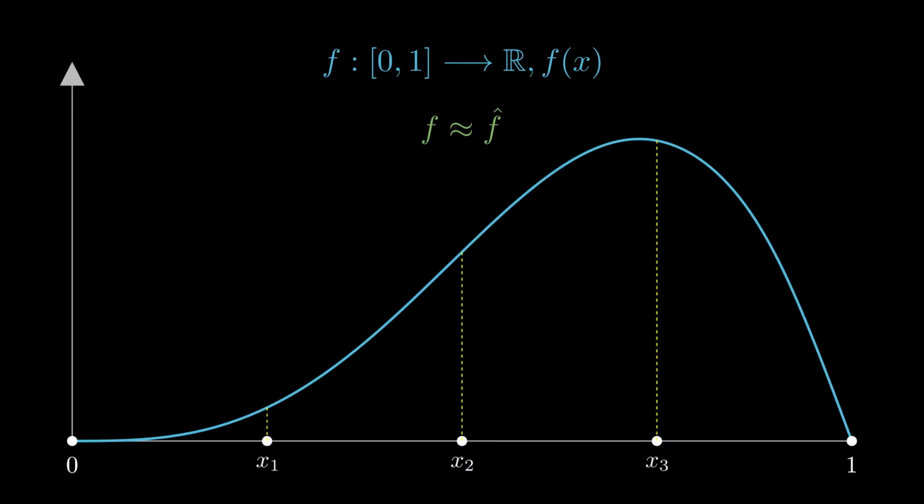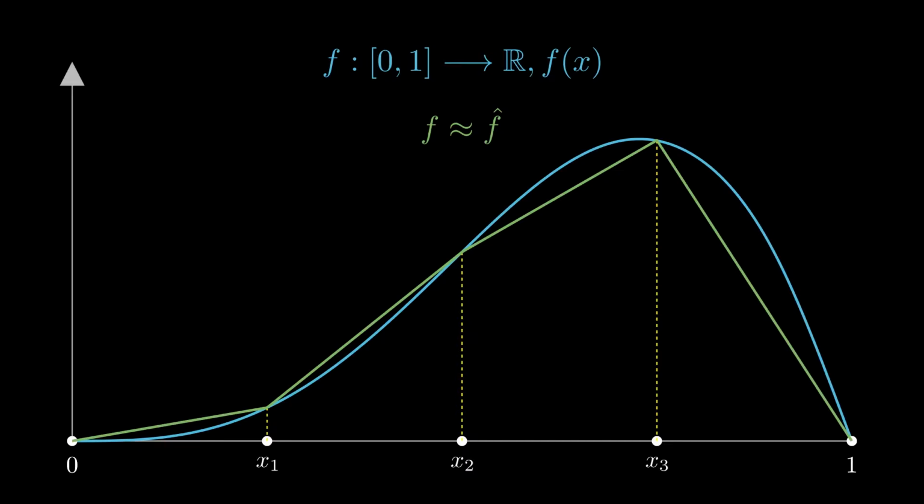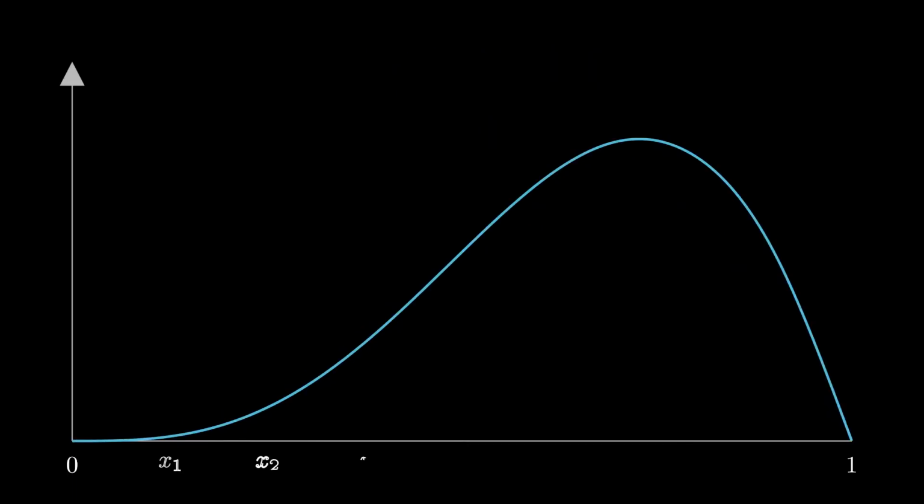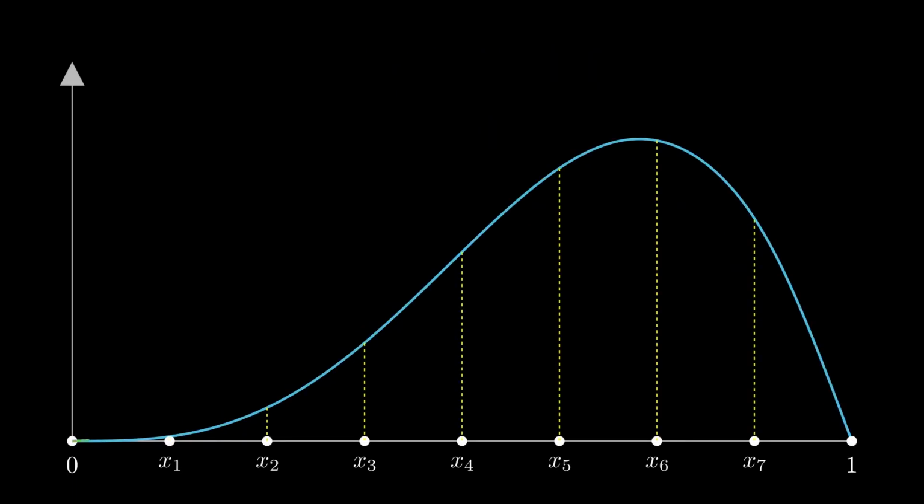There are many ways to do this, but the simplest may be to connect the values with straight lines. Then our function approximation would be given by the green line. This would be an example of linear spline approximation, which means that the function approximation is defined piecewise by linear functions. If we increase the number of grid points, then our function approximation becomes more accurate, at the cost of it being more computationally expensive.